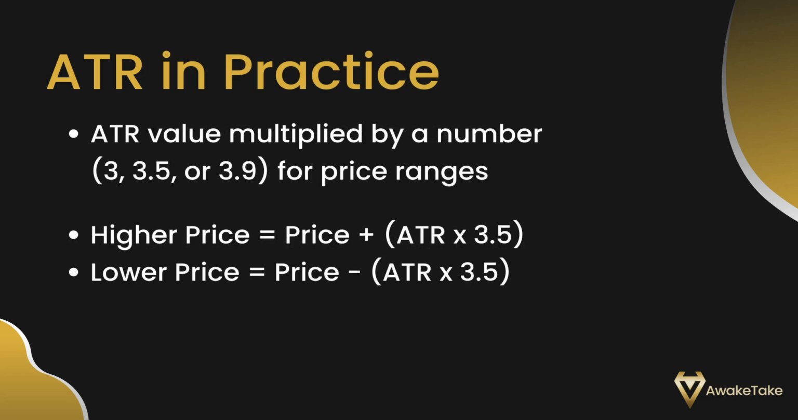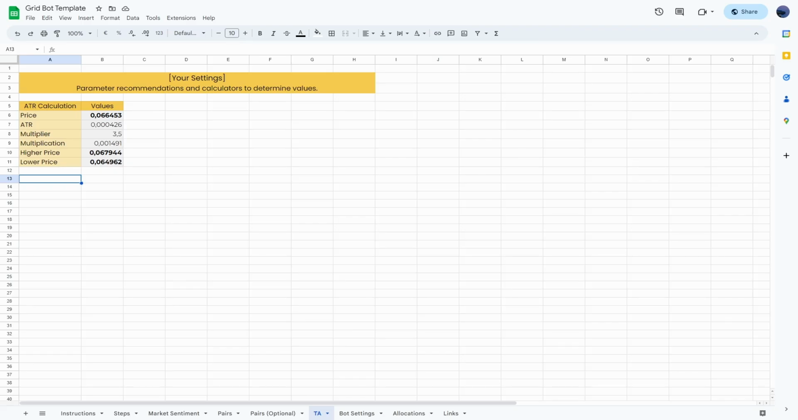There are multiple ways to use the ATR, but for price ranges, we can multiply the ATR value by a number such as 3, 3.5 or 3.9. There isn't a multiplier that fits all, but those are general good recommendations. You can also multiply the ATR value by a percentage. For example, if you want to set a stop loss where you would lose a maximum of 5% or 10%, then you can also multiply that percentage. So here we are considering an ATR multiplier of 3.5.